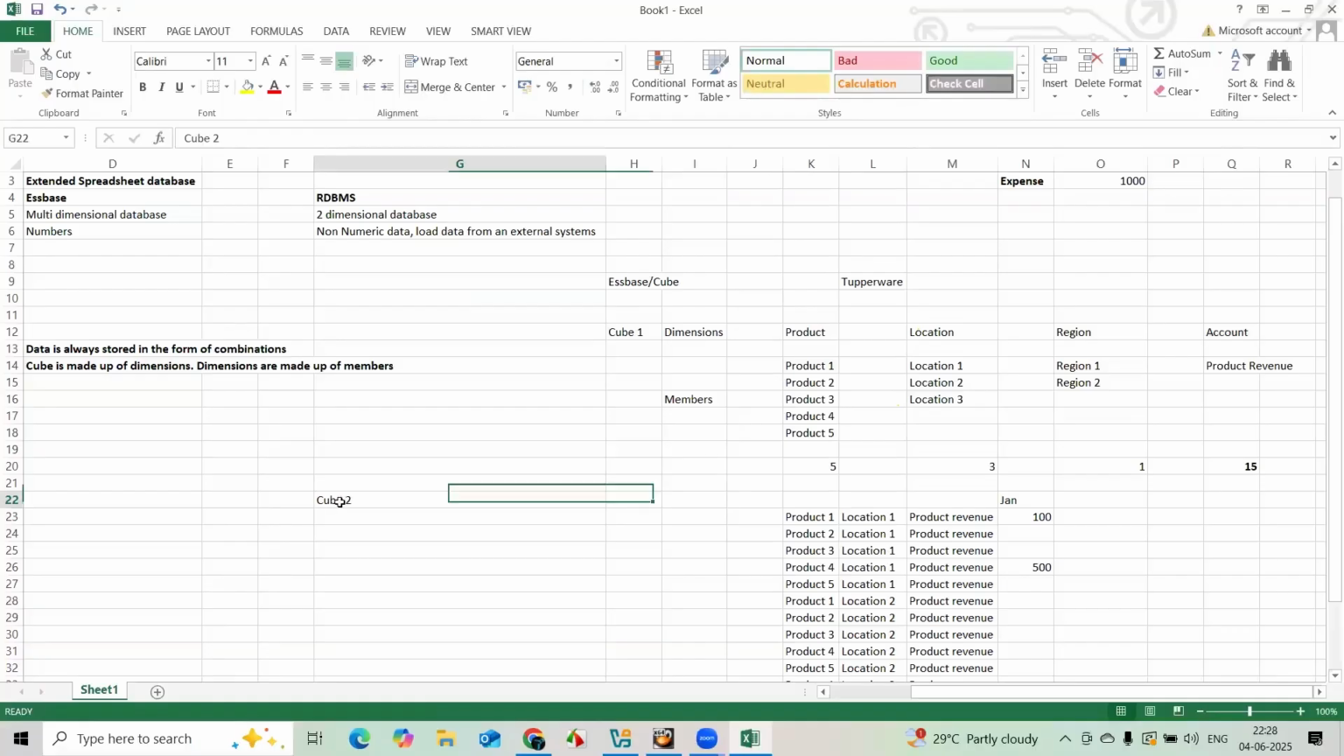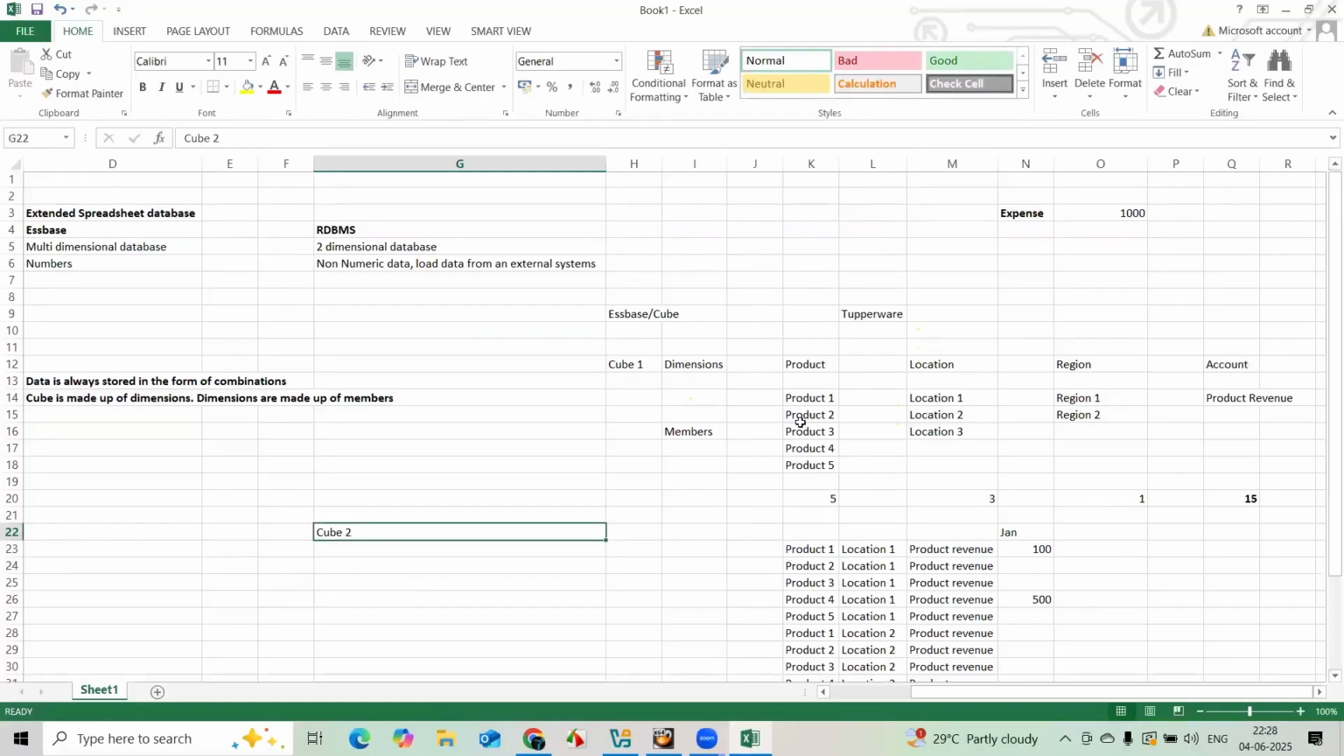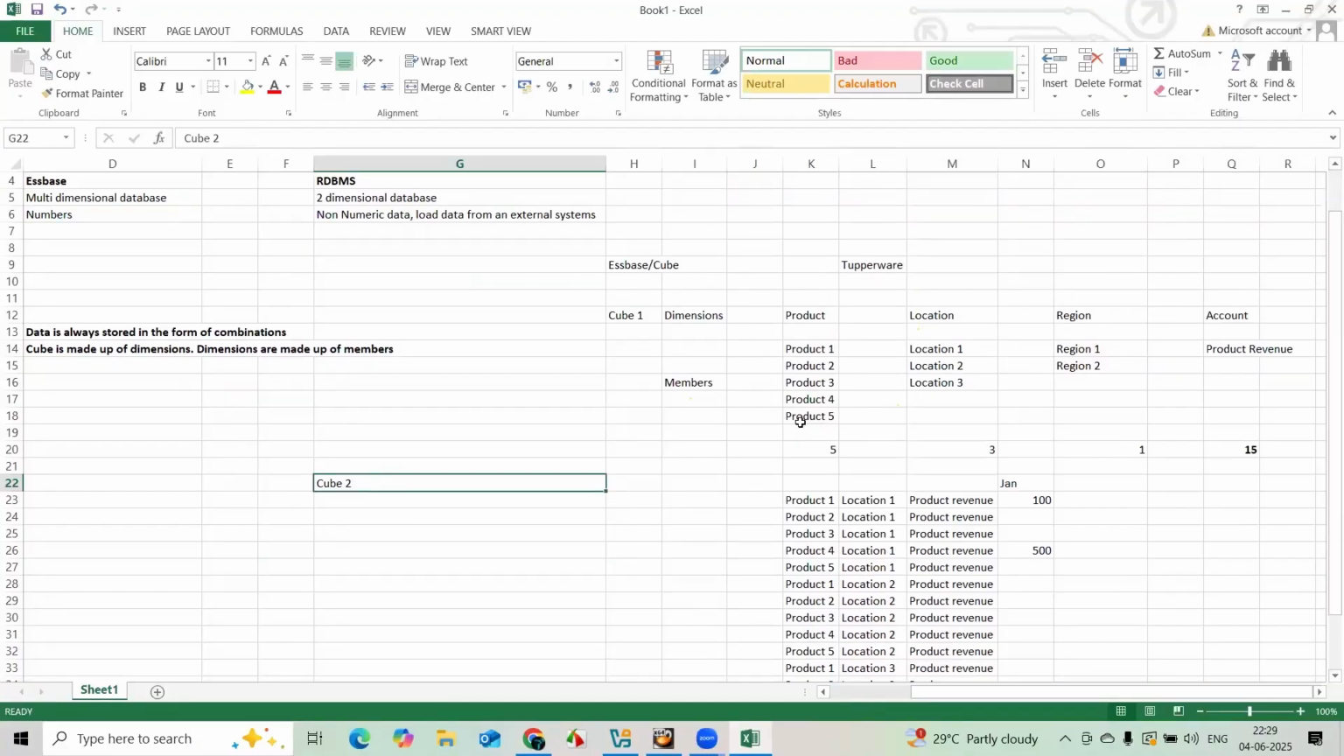So here the data will get stored in Essbase and the metadata will get stored in RDBMS. Yeah, you can say that. Okay, thank you. Yeah, no problem. Others, any doubts?